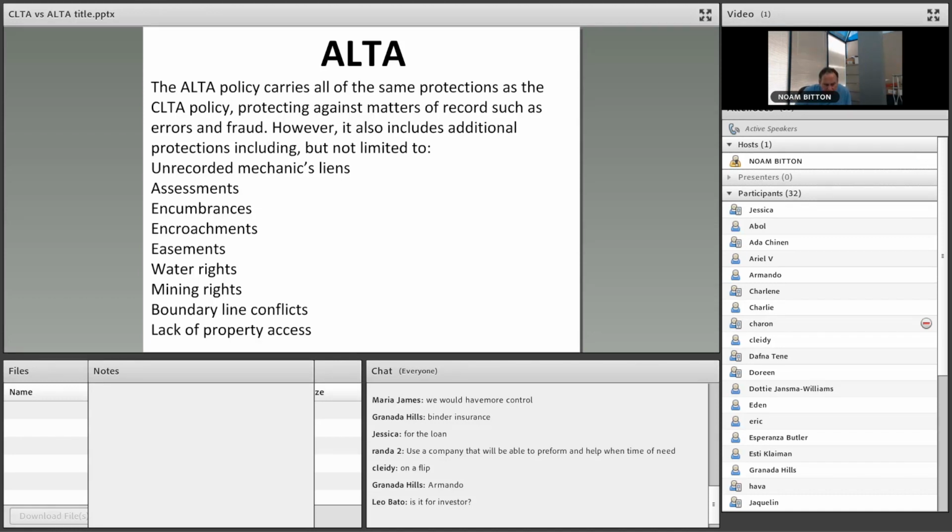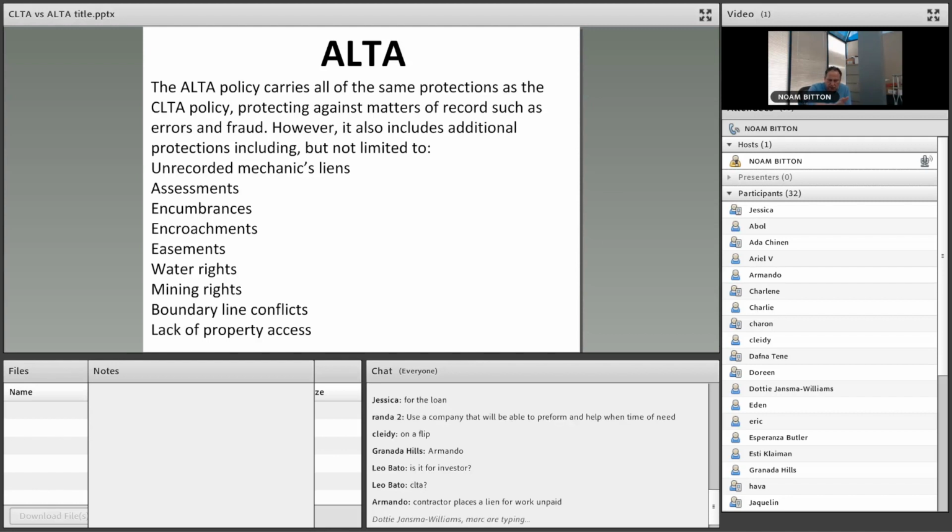Who can tell me, is it for investors? Leo, what does it mean, ALTA is for investors? Okay, who could tell me what a mechanic lien means? Quickly, guys, I have 6 more minutes. Or CLTA? No, CLTA, you know, is the basic one. So it doesn't matter, investor or non-investor. But I'll show you later on what I prefer.